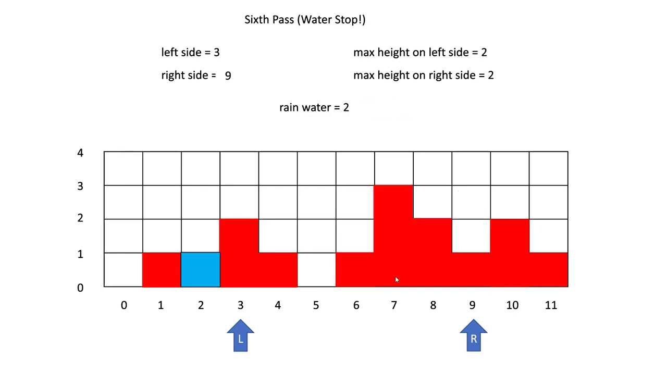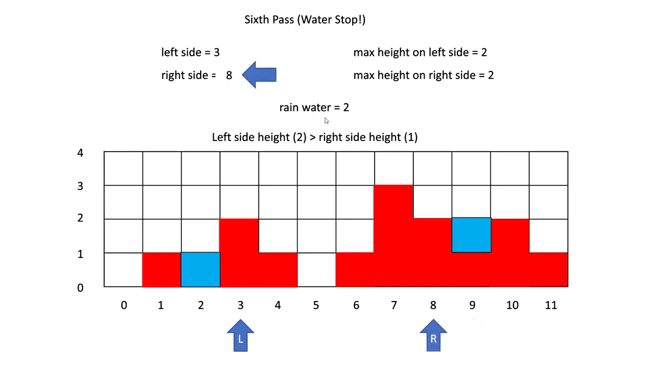All right, so let's go through this with the entire graph. So we add water there. The left side 2 is greater than the right side of 1. So we move the right side in 1. Decrement that to 8. And that's all we do.